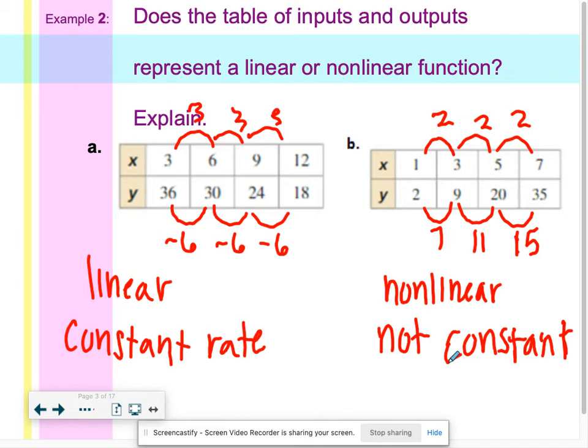Now you guys have 4 to try on your own. Take a second, see what you think for those 4.